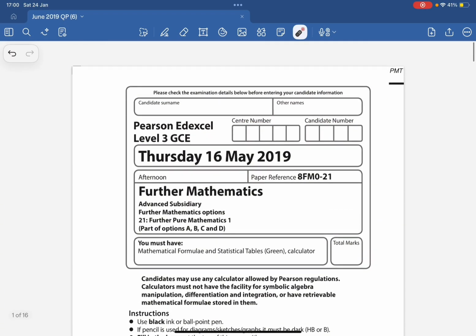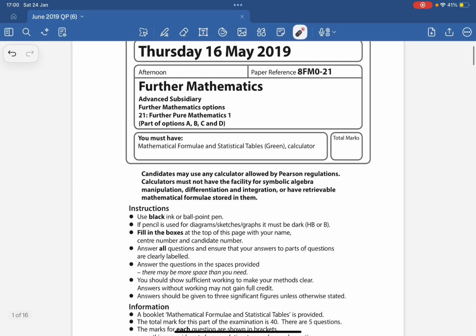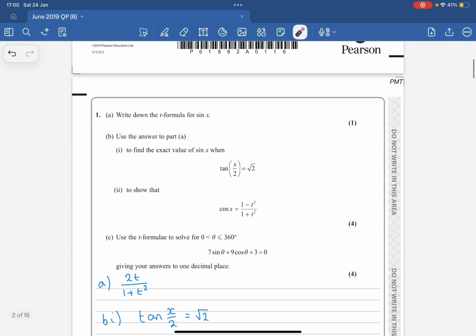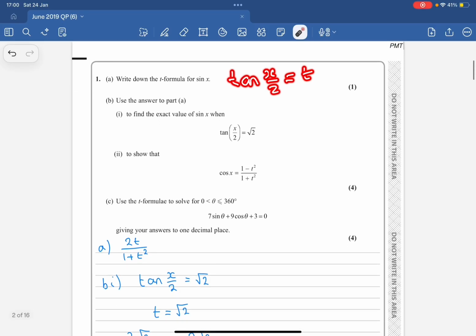So let's start with the 2019 FP1 AS paper. So yeah, let's get going. Part 1A just asks us to write down the T formula for sin x. If you remember the T formula, that's basically just saying tan x over 2 equals t. We can just draw out a triangle to work out sin x, but we should know this result already as just being 2t over 1 plus t squared.